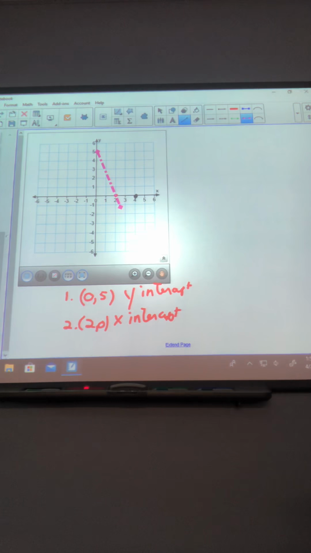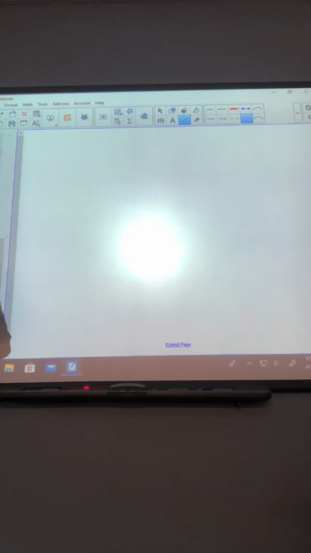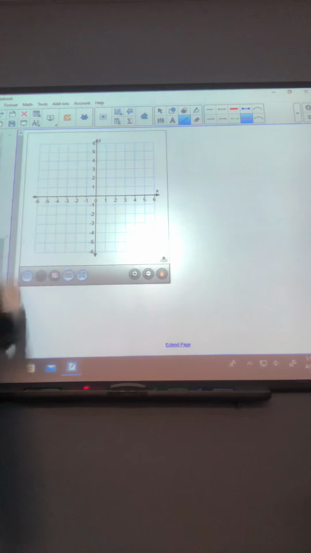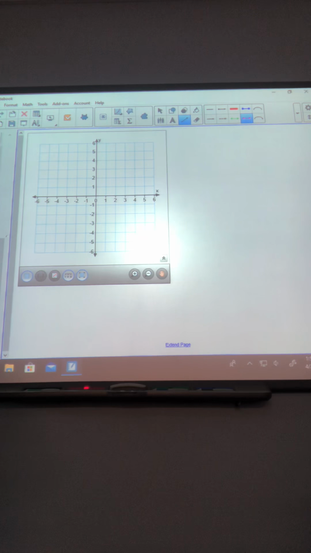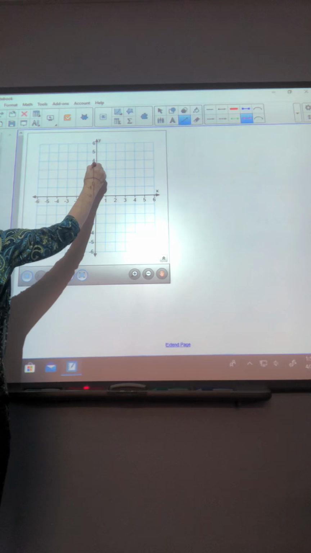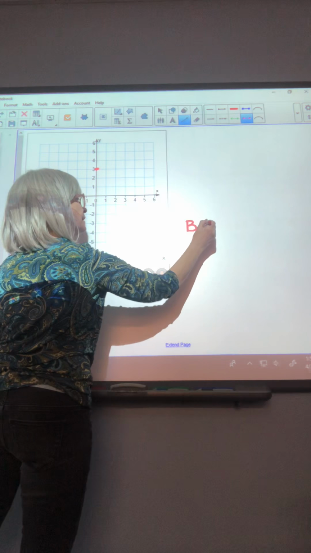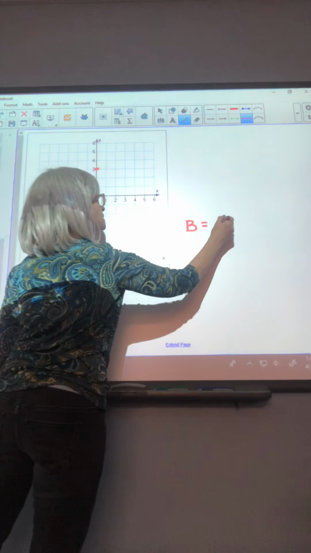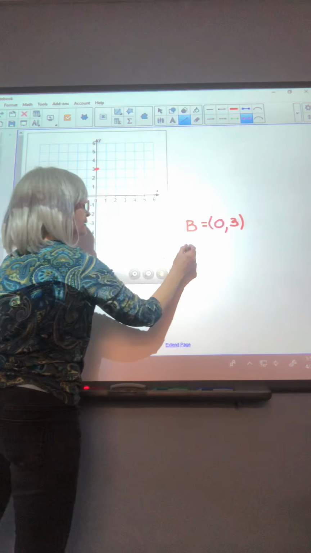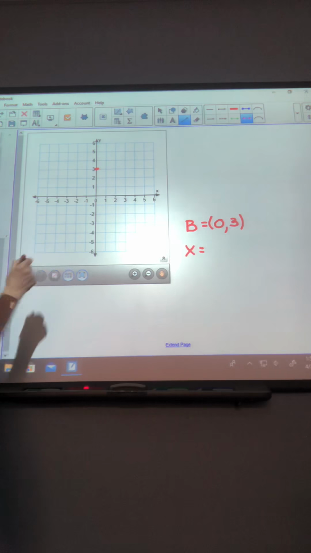That is pretty sloppy writing. Sorry about that. Okay, then number 2, go ahead and look at your graph. And hopefully you said 0, 3 is the y-intercept. I'm going to call the y-intercept b because we do that in math. So b is equal to 0, 3. And then the x-intercept, I'll just put x for now. And on your graph, the x-intercept was the 4, 0.